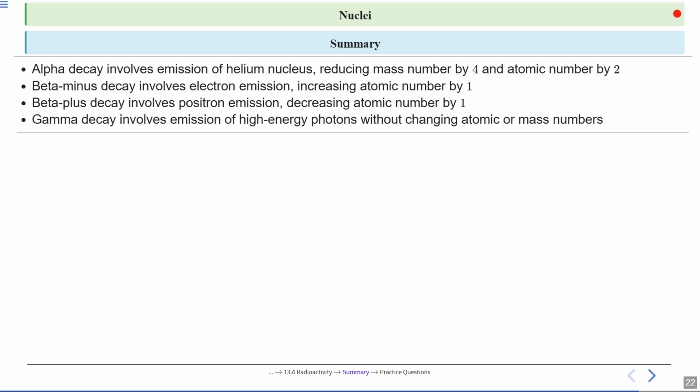Finally, let's look at gamma decay. This type of decay happens when a nucleus releases excess energy as a gamma photon, which is a very high energy form of light. Importantly, gamma decay does not change the atomic number or mass number of the nucleus.